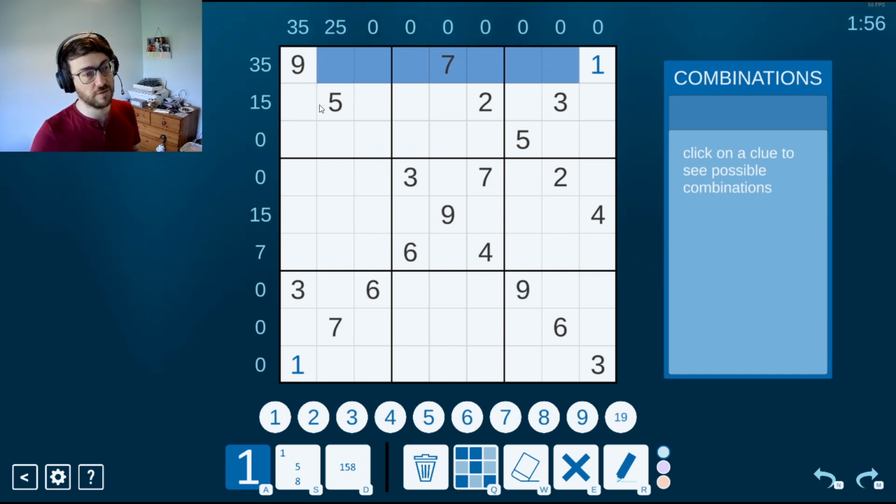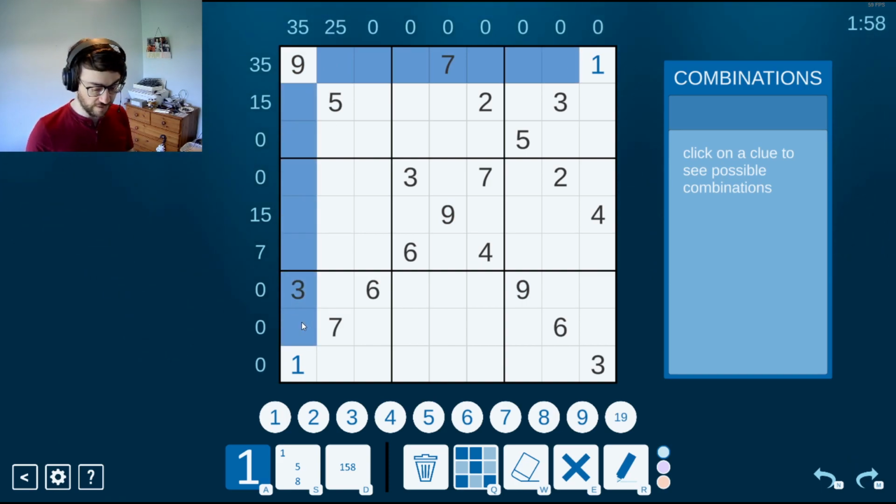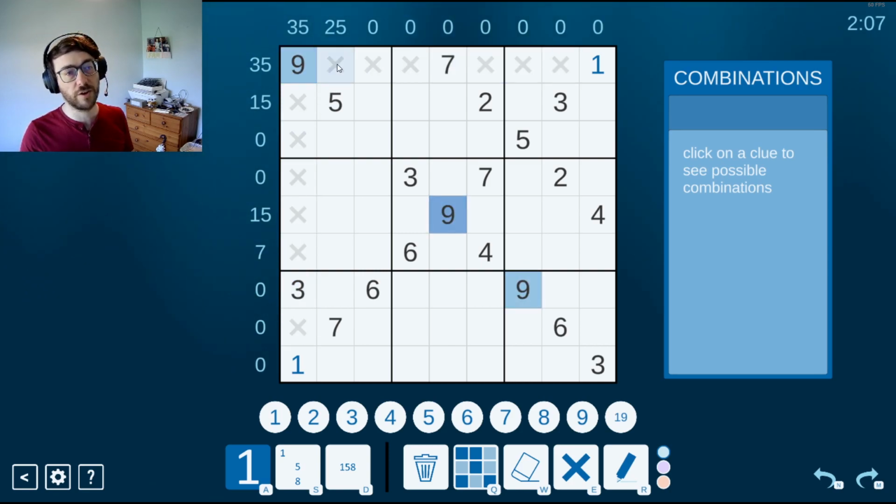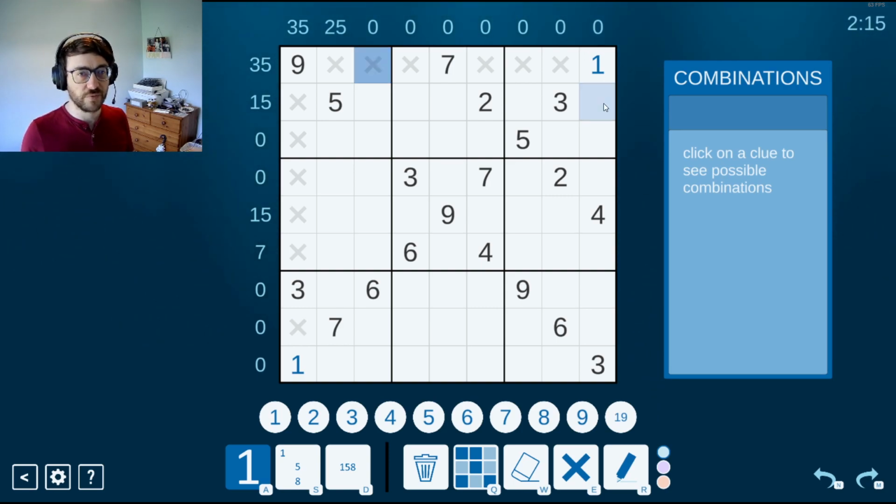Now with a Sandwich Sudoku, probably the first thing you want to do is identify the 1s and 9s, and one of the ways you can do that is by crossing out the ones that can't be 1s and 9s. Obviously, if you've used a 1 and a 9 in the row or the column, you can rule out the rest of the row and the column, but you can do other things as well, so we'll see that as we go.